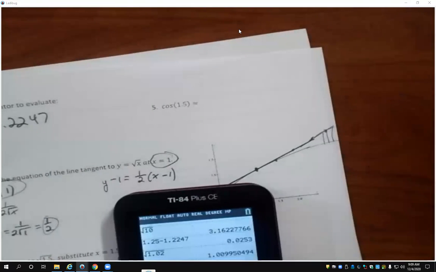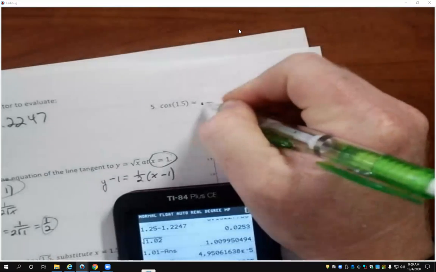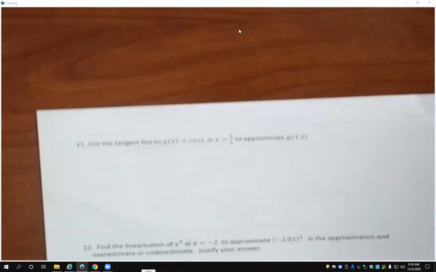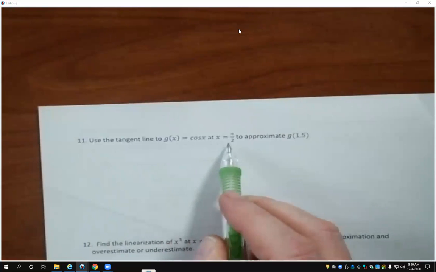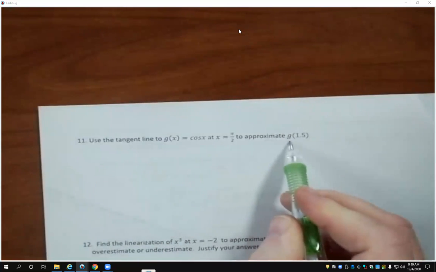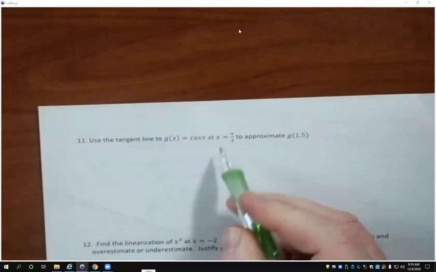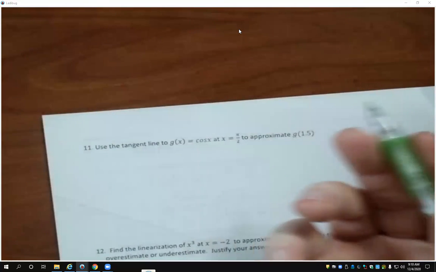All right, real quick, the cosine of 1.5, I think we're going to be doing the cosine one next, is 0.99965. Okay, 0.999. All right, let's go over here. Use a tangent line to g of x equals the cosine of x at x equals pi over 2 to approximate g of 1.5. So what it's asking us to do is approximate the cosine of 1.5. Okay. Remember, we only have 16 values memorized around the unit circle. Okay. One of them is not 1.5. We don't know the cosine of 1.5. We're going to use a tangent line to estimate it.